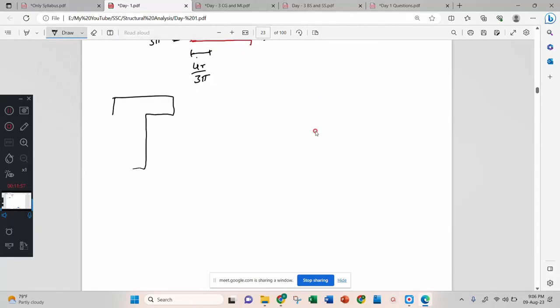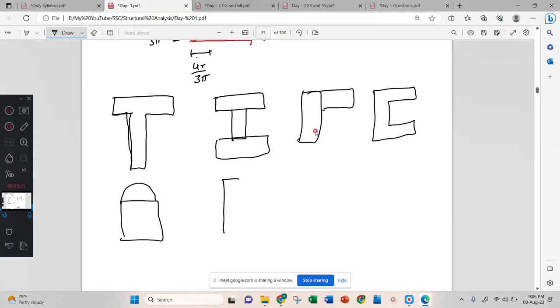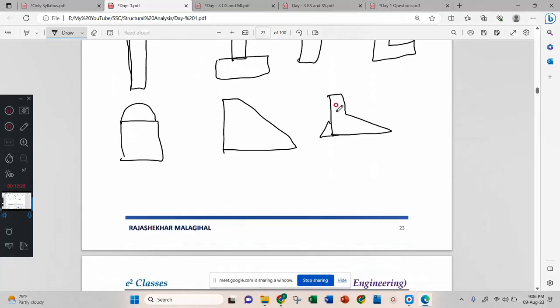Composite sections: two rectangles make one T section, three rectangles make one I section, two rectangles make an L section, three rectangles make a channel section, or you will have one rectangle and one semicircle, or rectangle and triangle, or a dam section. Okay, now I'm getting a little sense of the syllabus.